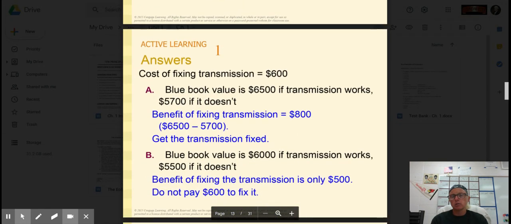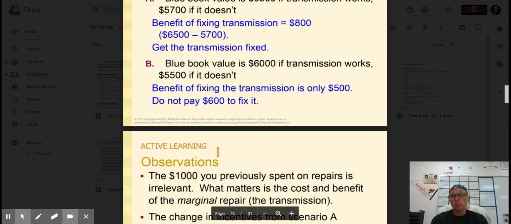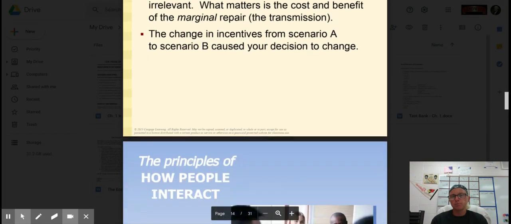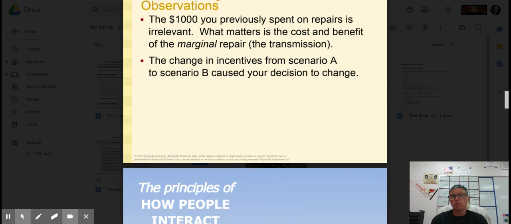Here's the answers. You can pause it, but you don't have to, okay? You can pause that. It kind of tells you what it's about.